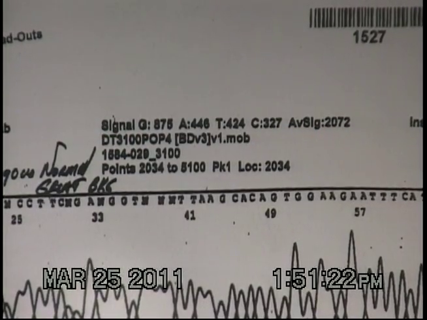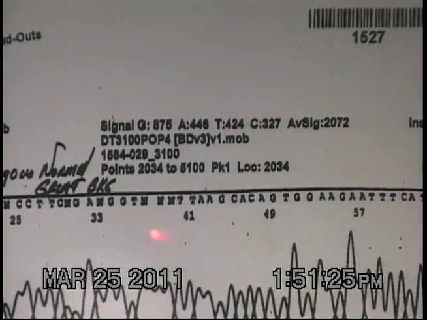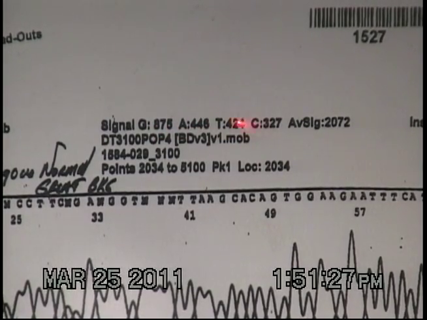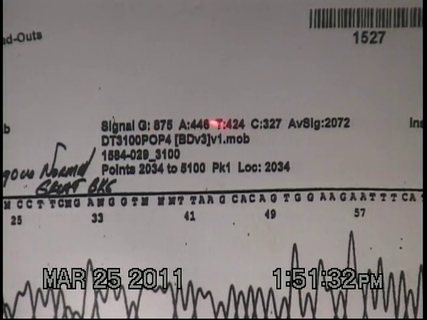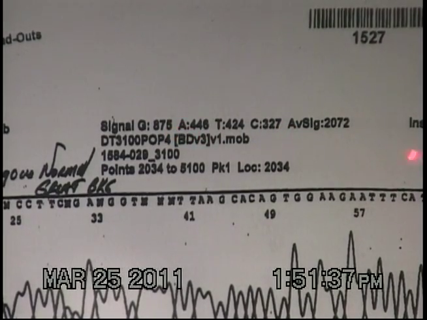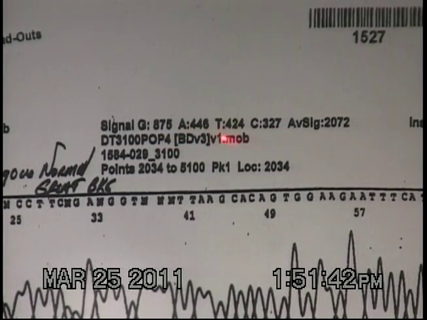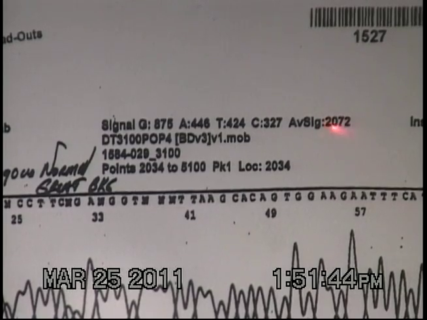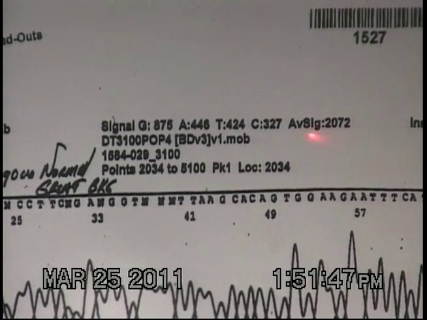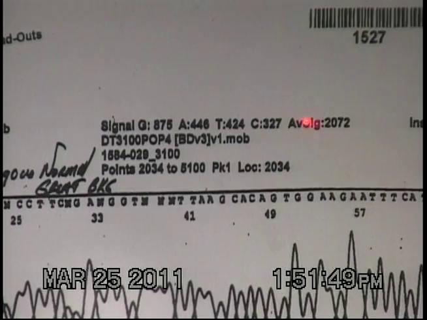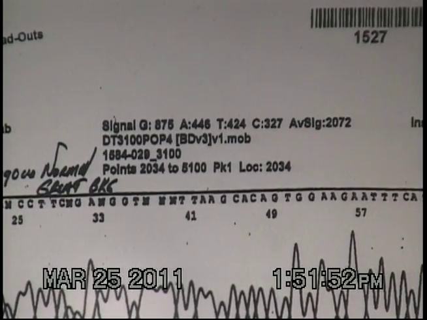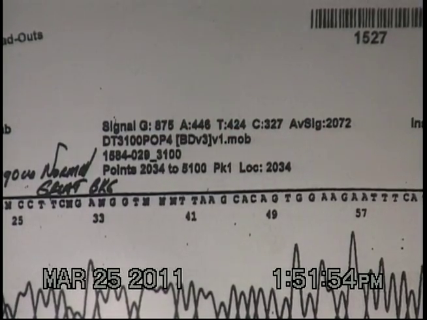Is that right? Correct. I will tell you, in this case, what it's done is it hasn't divided those four to get an average signal, it has added them up. And that's maybe the only time in this whole series that it does that. If you add up 875, 446, 424, and 327, you get 2072. I'll ask you to assume that that's the correct math. Okay. You can't explain that one either, can you? No.